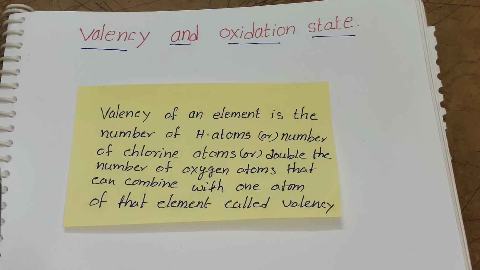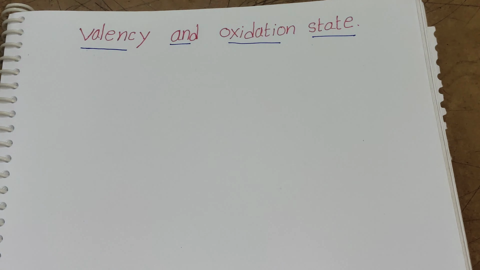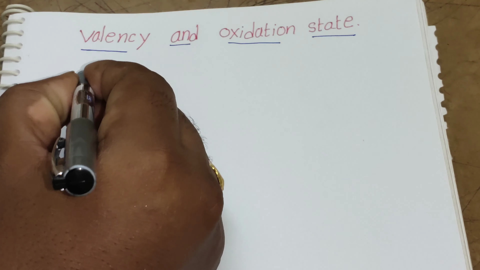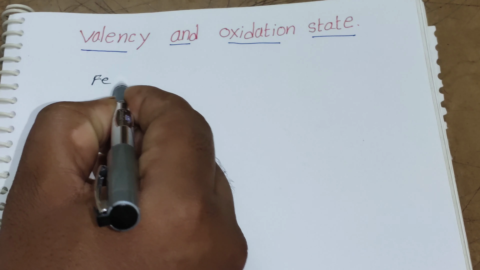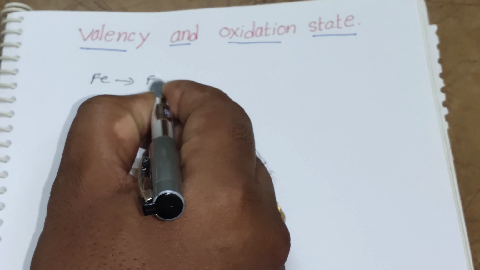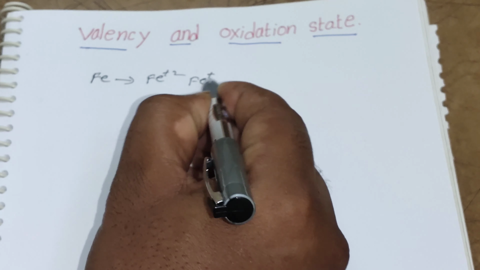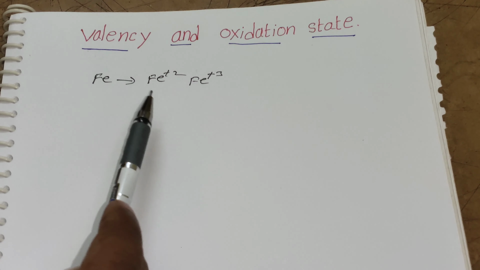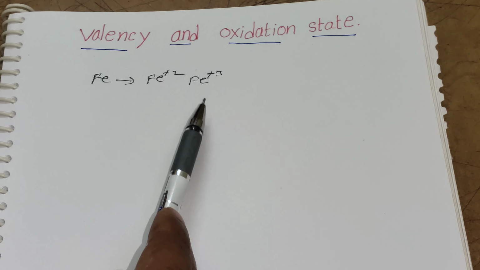The valency of an element is not always constant, and some elements exhibit more than one valency. Those types of elements are called variable valency elements. For example, iron is available in two different valencies, that is Fe+2 and Fe+3. So these types of elements are called variable valency containing elements.